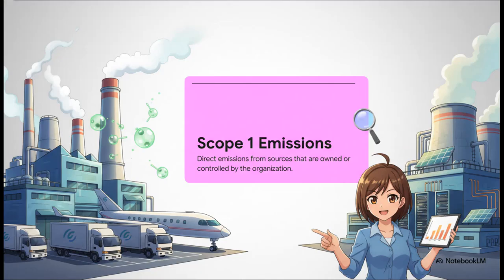Okay, so the official definition for Scope 1 is direct emissions. The keywords you really need to remember here are owned or controlled. This is the stuff a company is literally generating itself from things it owns. It's what they have the most direct, hands-on control over.